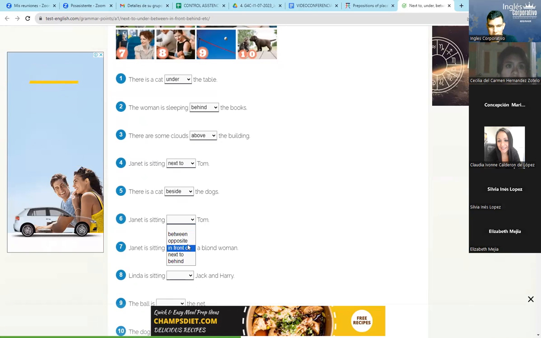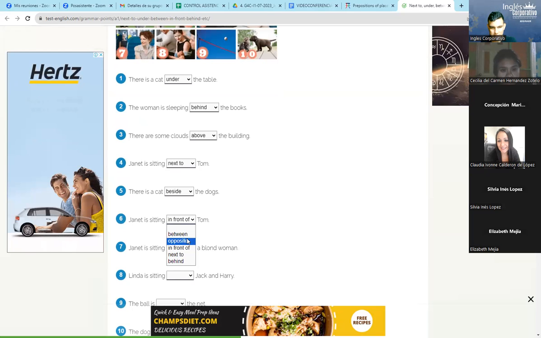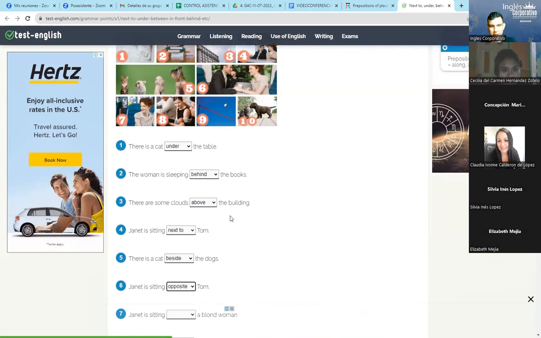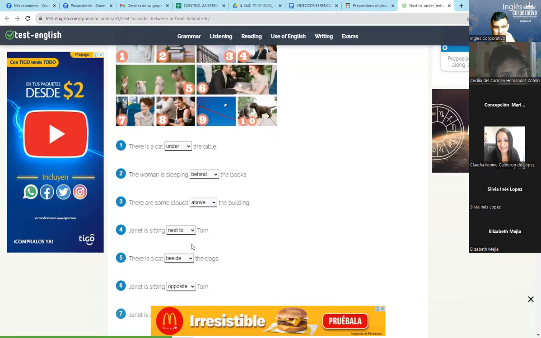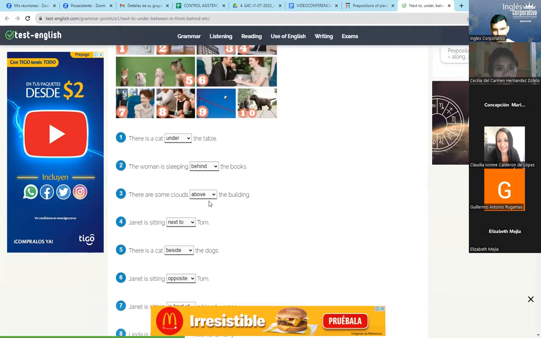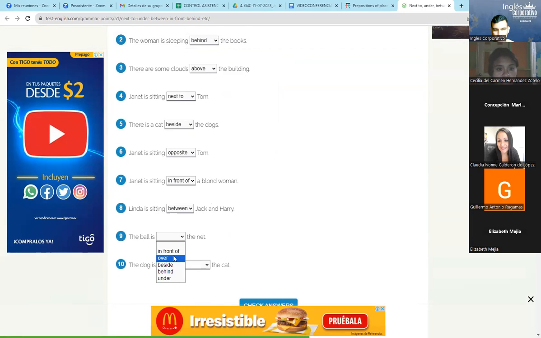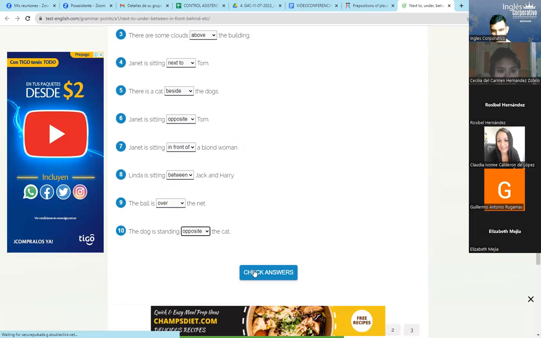Janet is sitting. In front of. For me, it's in front, but the page is opposite. Opposite. Okay. Agree, disagree. Well, Janet is sitting. Between. In front. Linda is sitting. Between. The ball is. Over. The dog is standing. Opposite. Okay.